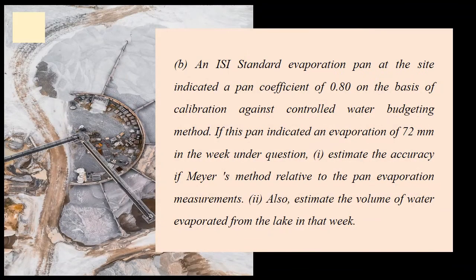For letter B example, an ISI standard evaporation pan at the site indicated a pan coefficient of 0.80 on the basis of calibration against the controlled water budgeting method.